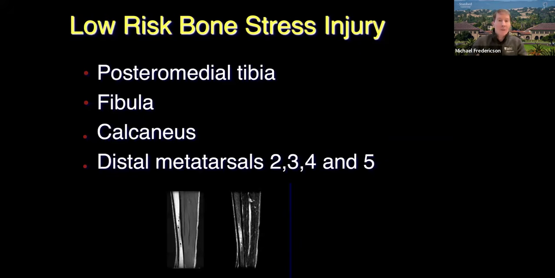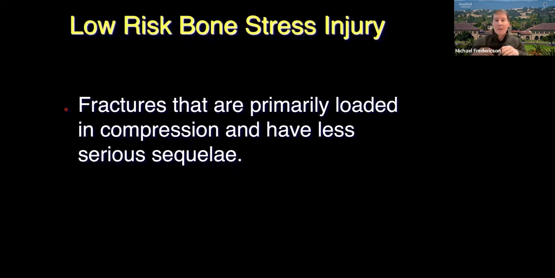Now, if you're dealing with a more low-risk bone stress injury, so the typical posterior medial injury in the tibia or the fibula, calcaneus, or the distal metatarsals, now these fractures are predominantly loaded in compression. So if you look at the tibia, that posterior medial side is the compressive side of the bone. The lateral and anterior part of the bone is the tension side. That's why a fracture there becomes more high risk.